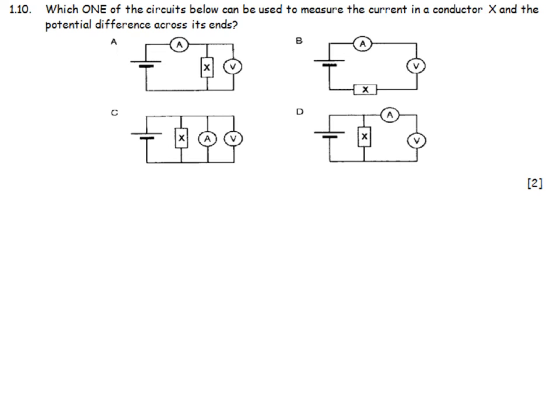Which one of the circuits below can be used to measure the current in a conductor? We want to connect the ammeter in series. We want to connect the voltmeter in parallel. The only one that does that effectively is the A.